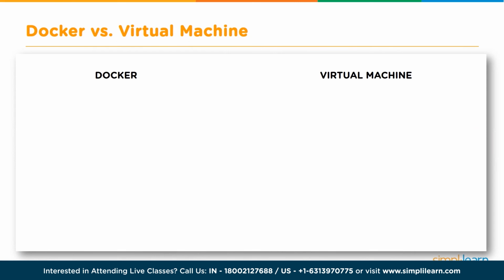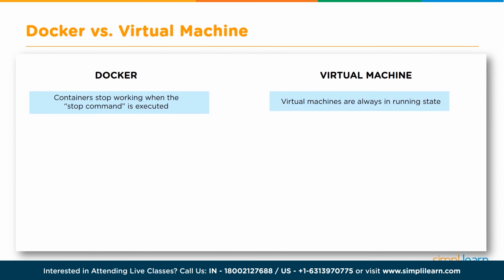Now let's discuss the minor differences between them. Docker is not always in a running state. It stops when the stop command is executed, whereas the virtual machines are always running in the background, which will result in huge RAM consumption. Talking about snapshots.